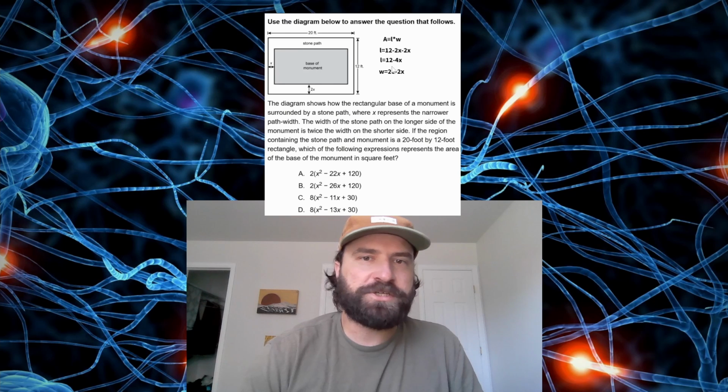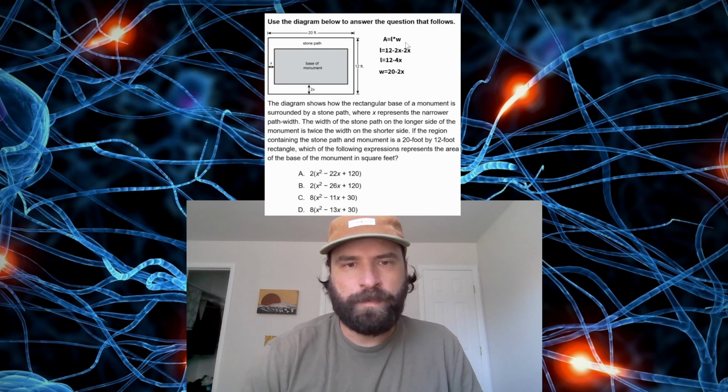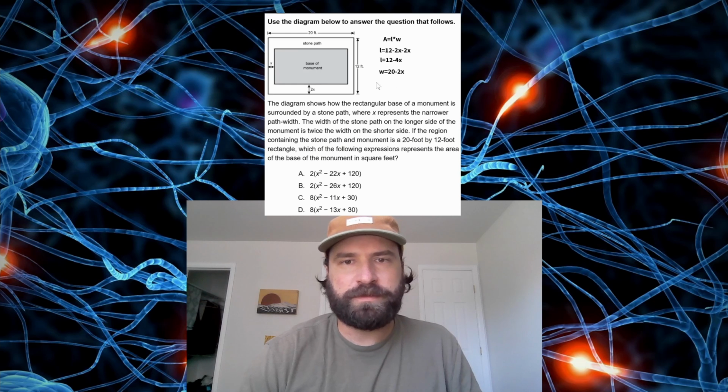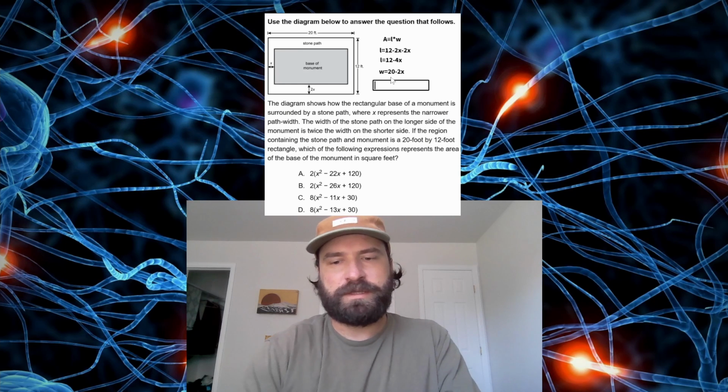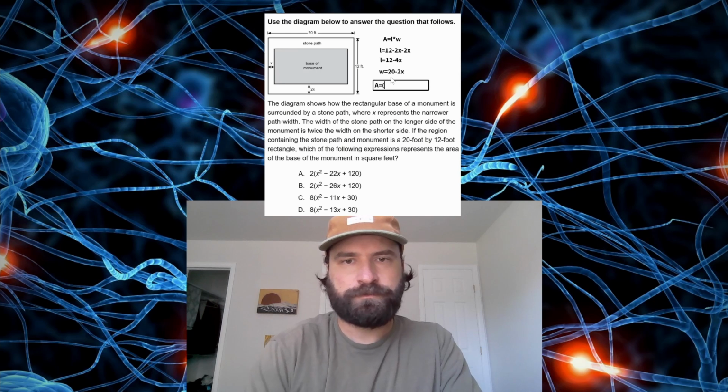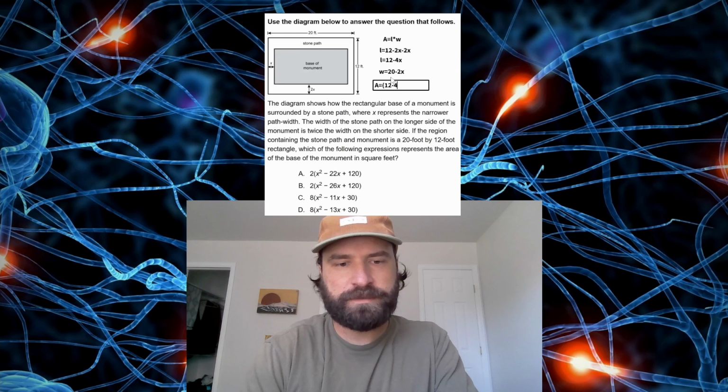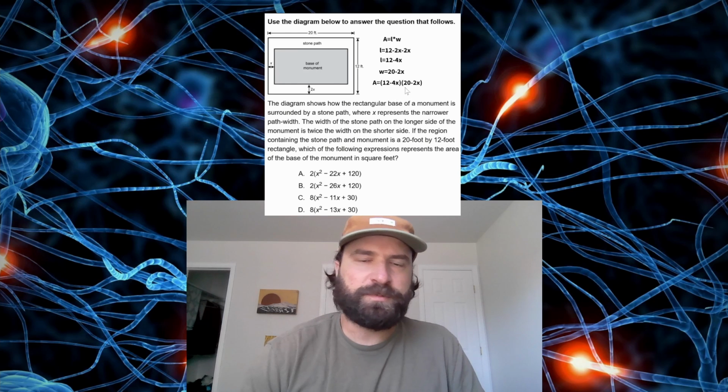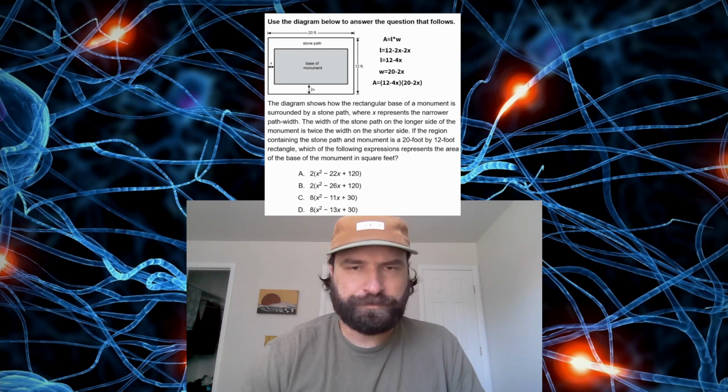So now we've got an expression for L, we've got an expression for W, and we know that the area equals length times width. So if we multiply those two things, it's going to look something like this. A equals 12 minus 4x times 20 minus 2x. So there's our expression. Looks like all of the answers have these two things multiplied together. So we're going to want to do that.